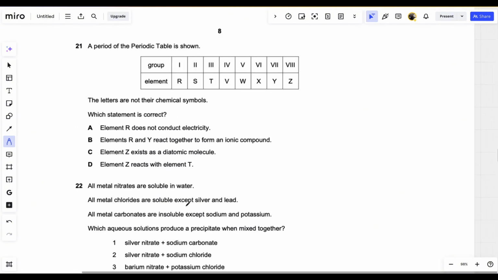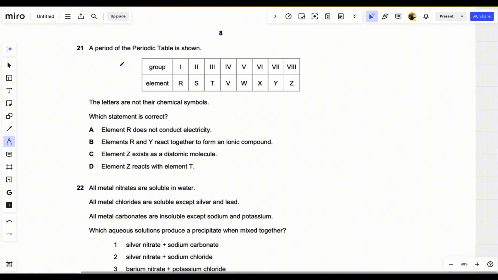Okay, we'll go to question 21. Question 21, a period of the periodic table is shown. Look at the period of a periodic table. Now the letters are not their chemical symbols. You can see, these are not symbols, they just use letters. Now which statement is correct? Element R does not conduct electricity. Element R is group 1. Group 1 do conduct electricity, so it's not correct.